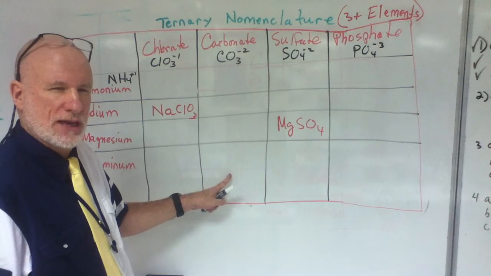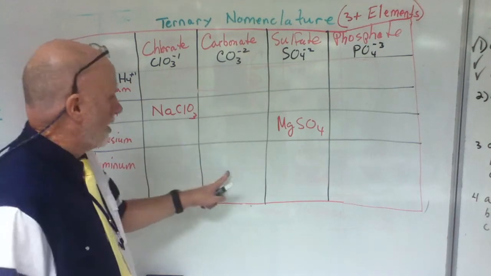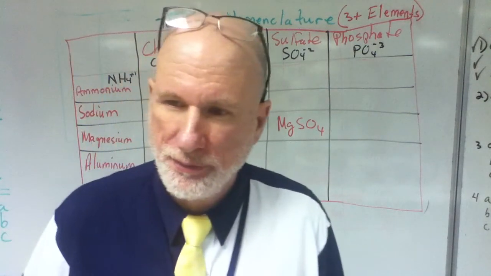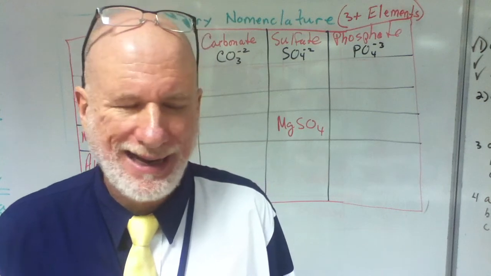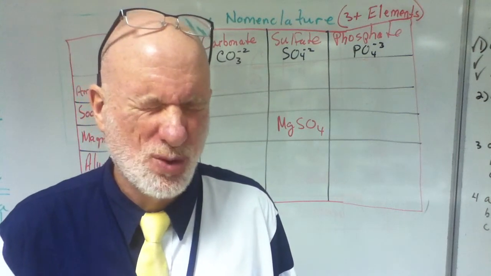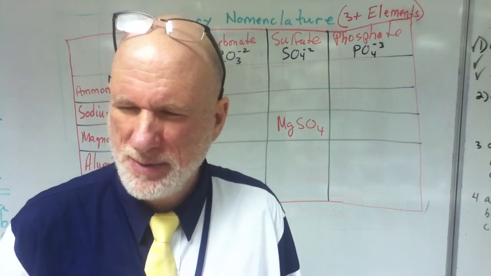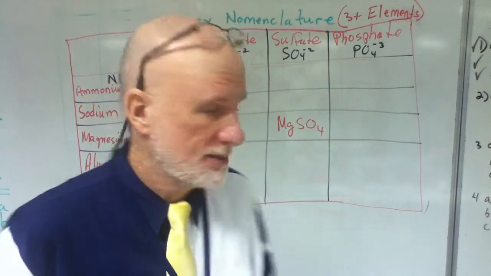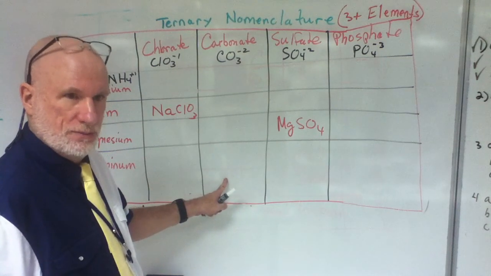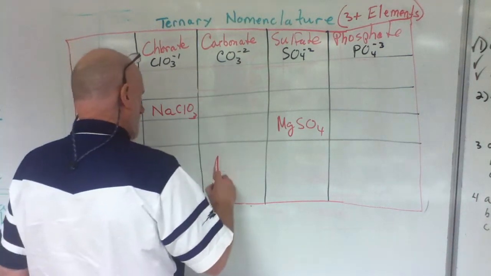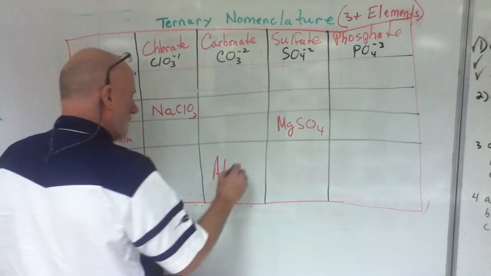How about aluminum carbonate? How would you do that? Do that yourself. See if you can come up with the formula. You know the name is going to be aluminum carbonate, but what's the formula going to be? How do you indicate the presence of more than one polyatomic ion? What do you use, do you think? Brackets or something? Or use parentheses. So aluminum carbonate, remember 3 and 2, think 6. So aluminum 2 times 3 is 6, right? And then carbonate.